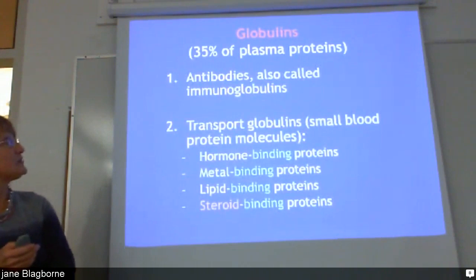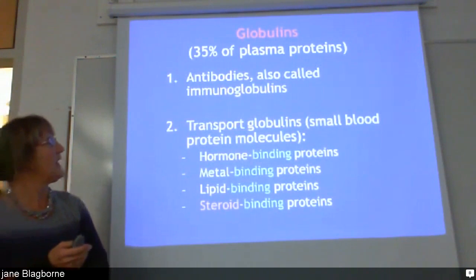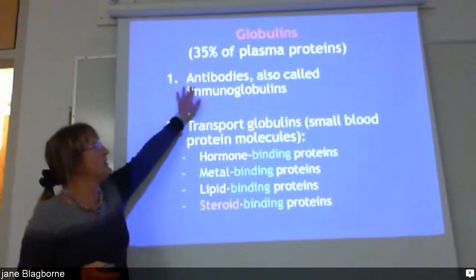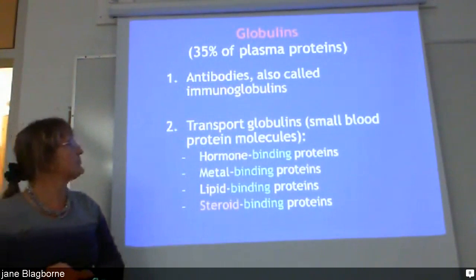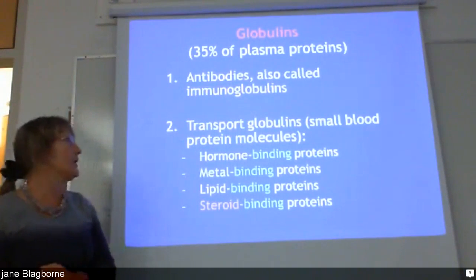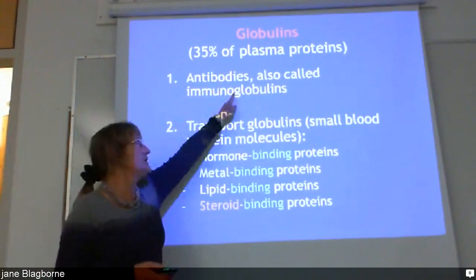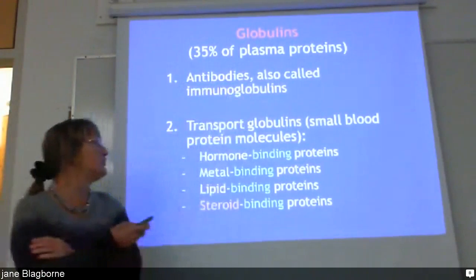Globulins, that's the 35%. Antibodies, so they're important in the fact that they are helping you protect your body. And they're called immune, so the immune system. Easy to remember, immunoglobulins.